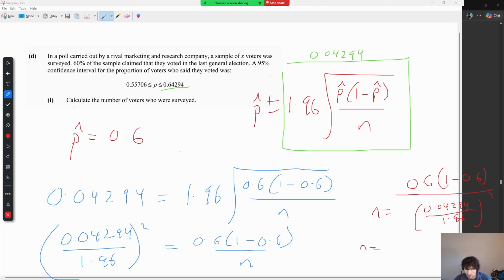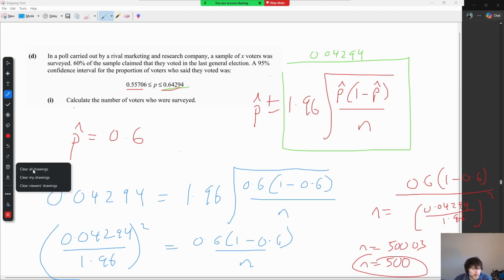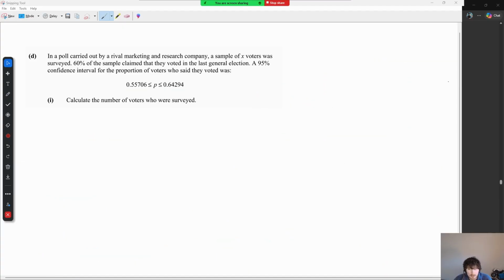So that works out pretty bang on as 500. I'm getting like 500.03, so it's trying to tell us it's 500 anyway. We wouldn't be considering rounding that up to 501, particularly the way they give us this here. So it's pretty close to 500. Okay, so that was relatively easy. We've already done a question like that.